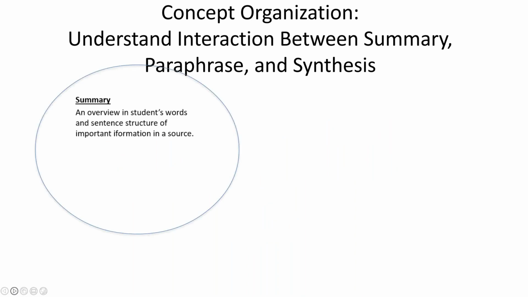So again, we have summary. And I know I've thrown around the words summary, paraphrase, and so forth, so let's take a minute to make sure we understand what these are. Summary, again, is your annotation. It's an overview. It's in your own words, so we're not pulling huge block quotes. It's in your own words and your own sentence structure about important information from the source.